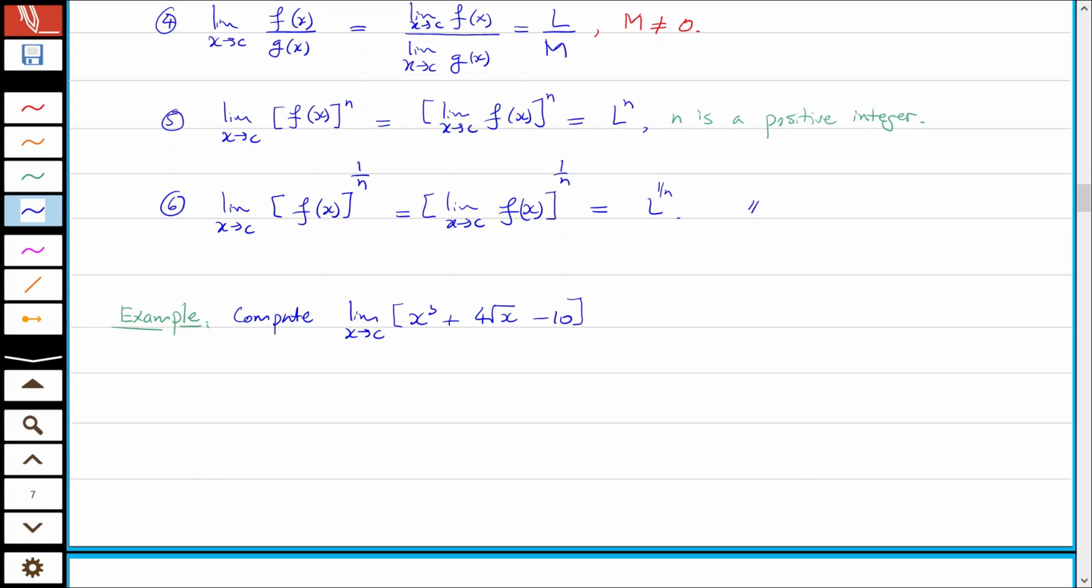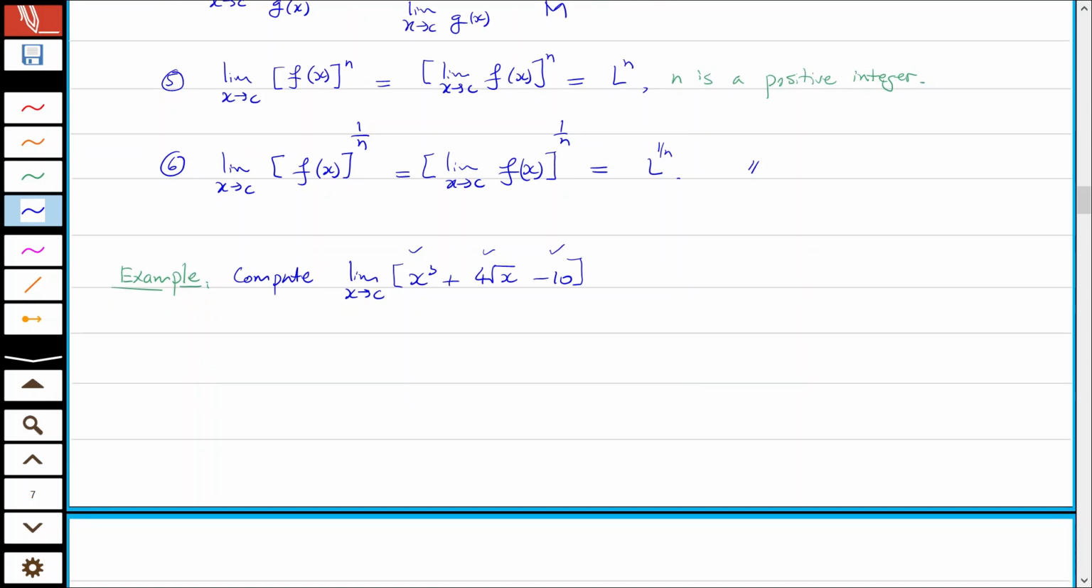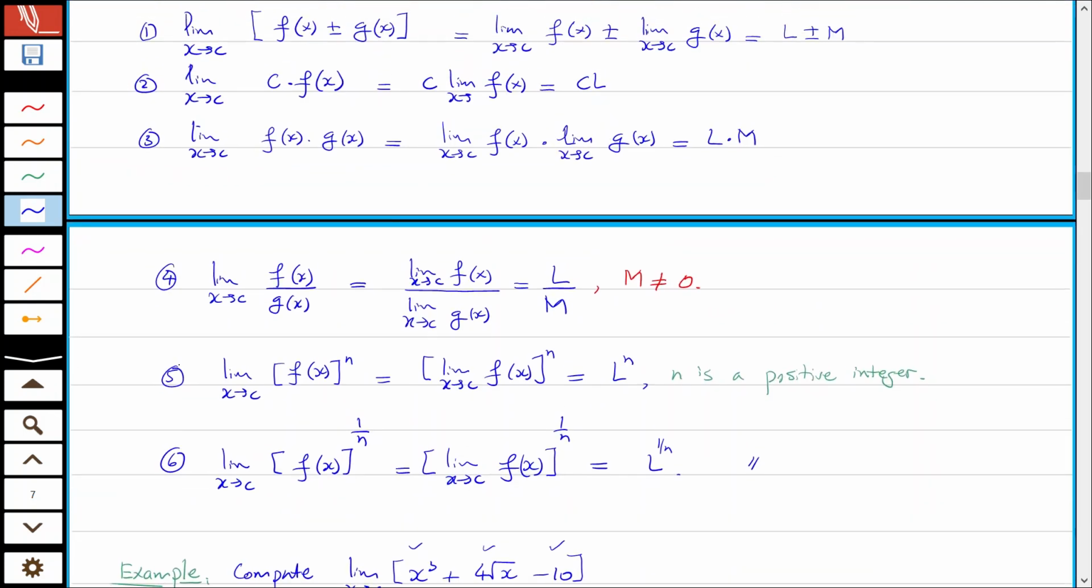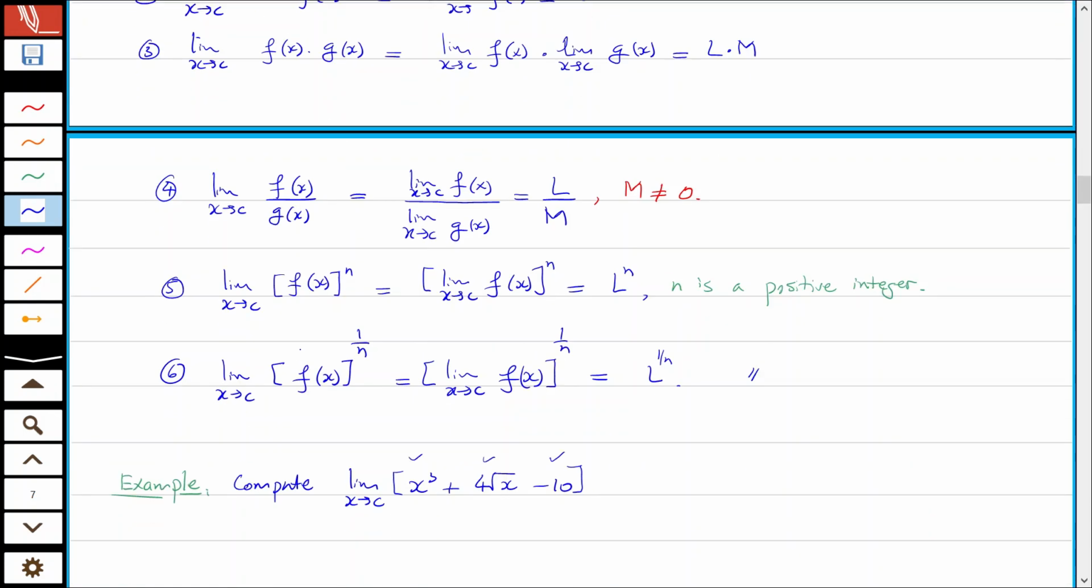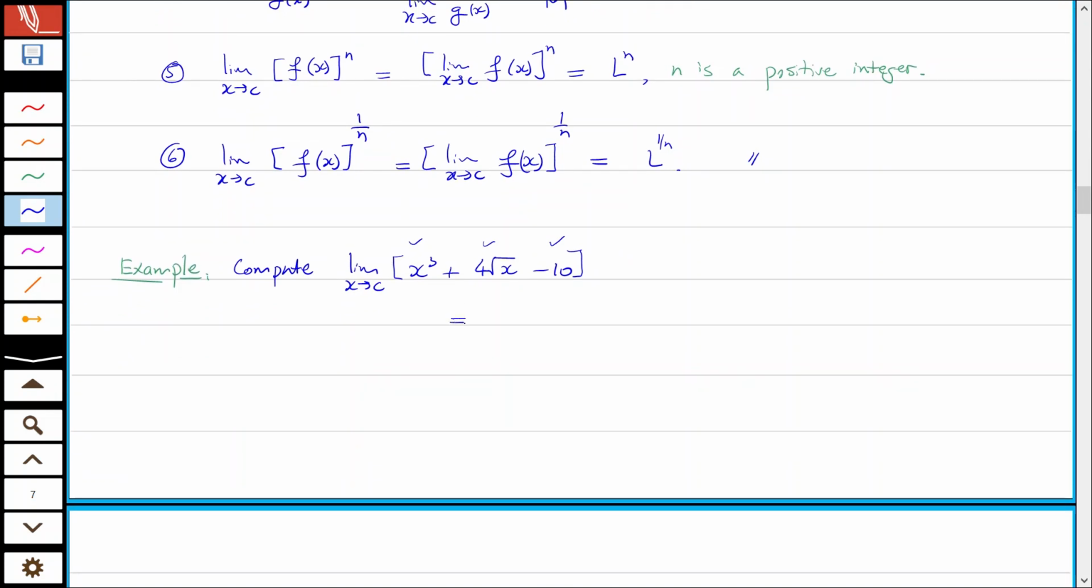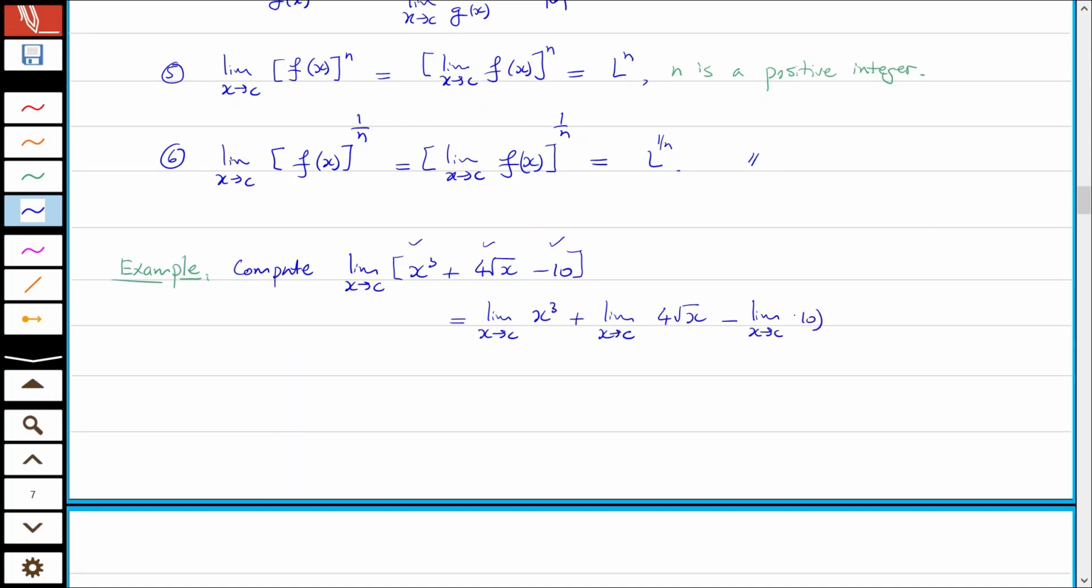Now you can think of that as a sum of 3 different functions. This is my first function, this is my second function, this is my third function. At this stage, because we are still learning the limits, I'm going to apply this first rule and write the limits separately, individually. Limit x approaches c of x cubed plus limit x approaches c for root x, minus limit x approaches c of 10.